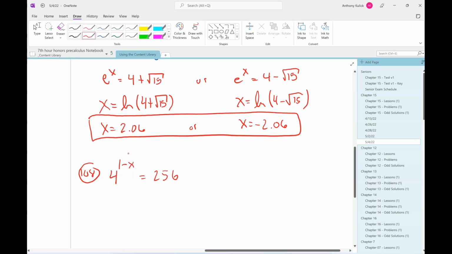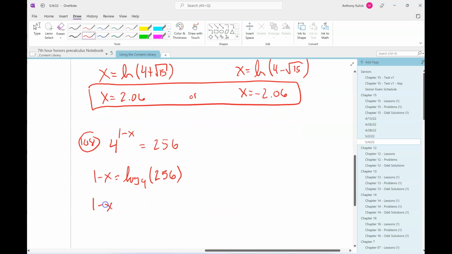Okay. What's your first thought here, John? Sure. Since the exponent part is all by itself, you could do that here. Which log would you want to use? Yep, that would be fine. Log base 4 of 256 is 4. So x would be -3.